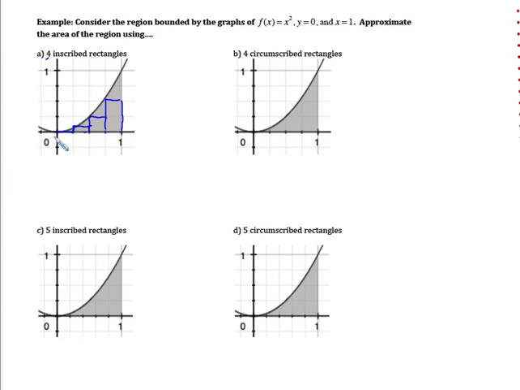Now when we do this, we can see that this is going to have an x-coordinate of 0, and if we have 1 here, what's our width? We always need to be able to find our width.